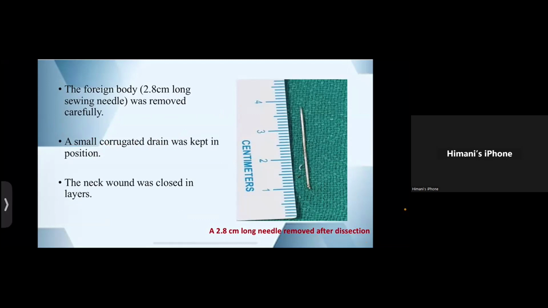A small corrugated drain was kept in position. The neck wound was closed in layers. So this is a picture of the foreign body that we had removed after the emergency surgical exploration.